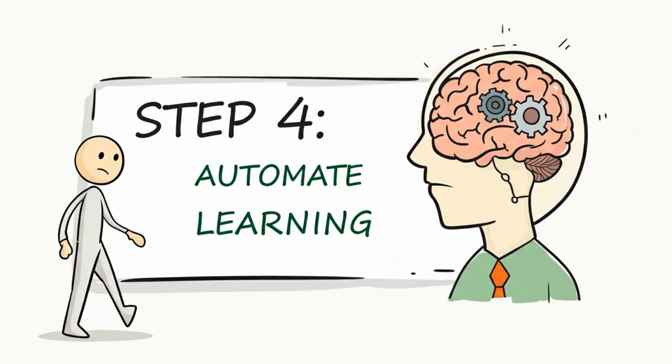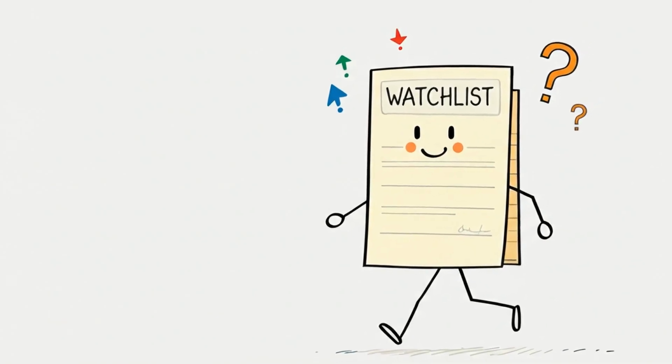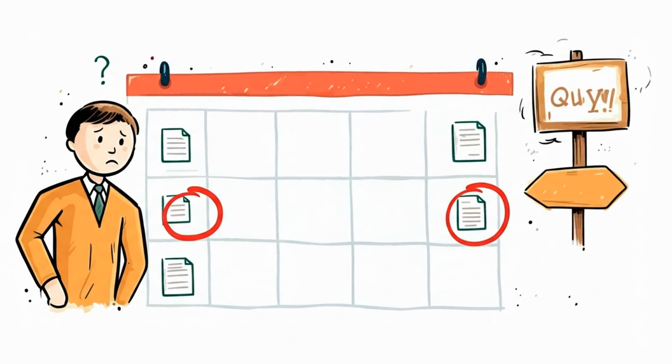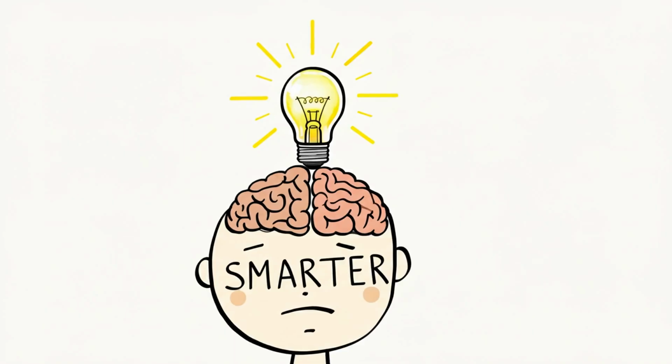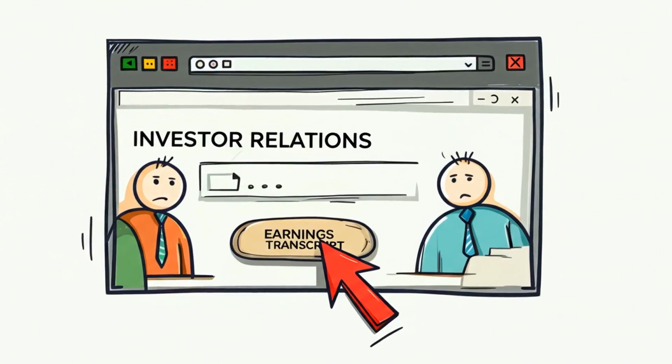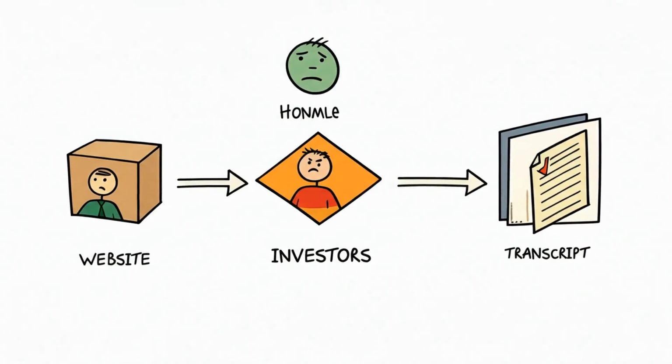Step 4. Automate ongoing learning. A watch list is a living document, not a one-time project. Companies report new information every quarter. The old way was reading dense, 8,000-word reports. The new way is much smarter. Find the transcript of a company's latest earnings call. You can find these on their investor relations website.